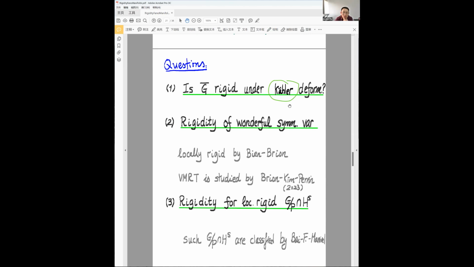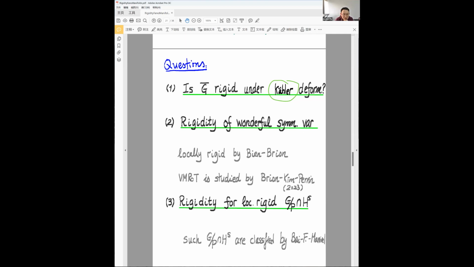This G bar is just one example of this wonderful symmetrical variety. And these varieties are also locally rigid by Bien and Bouillon. And recently, last year, Bien, Bouillon and Kim and Behan have studied the VMRT of this wonderful symmetrical variety. So, yeah, I studied their VMRT.